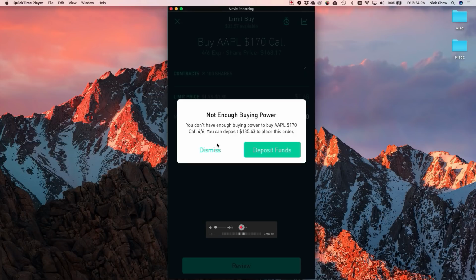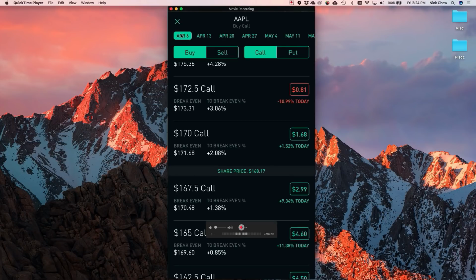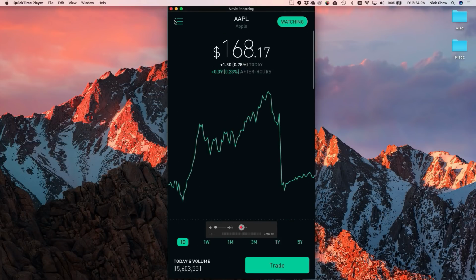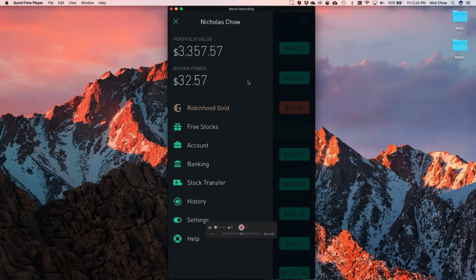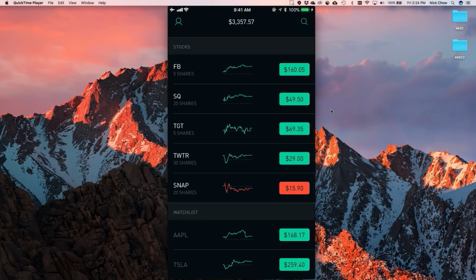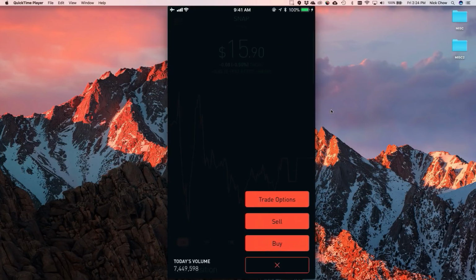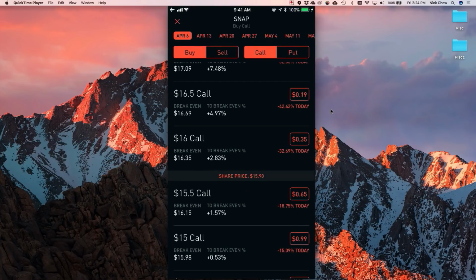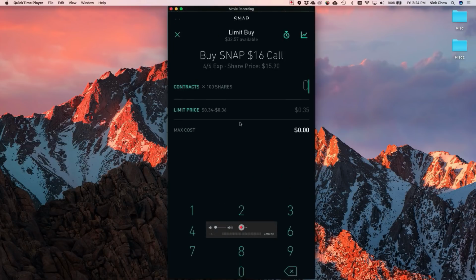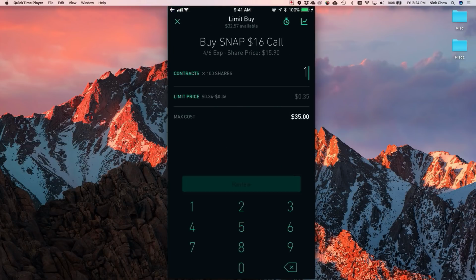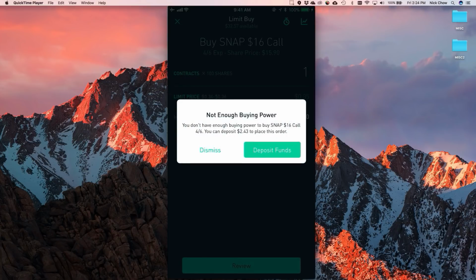let's go to another stock. I actually don't have a lot of buying power on here because all my money's invested at $32. Let's go for some cheap options on Snapchat here. And let's look at this $16 call here. I just want to show you this review screen.